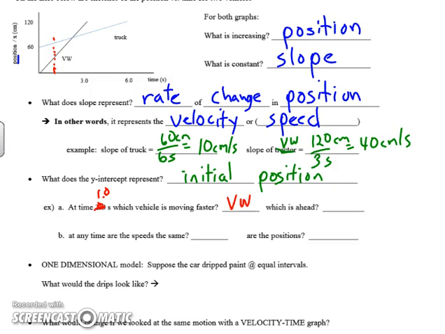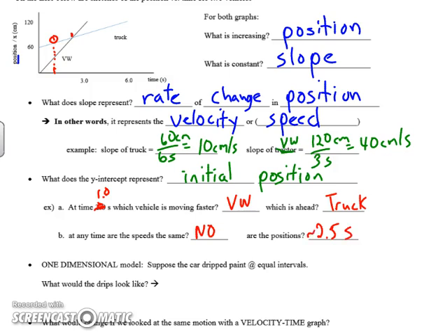Now we can see that on the graph. At time 1, the truck is about 70 or so, and the VW is well behind that, so that's the truck. Okay, at any time are the speeds the same? You might be tempted to look at where they intersect right there. So, are the speeds the same? No. We already know that the speeds are different because the slopes are always different. Are the positions ever the same? Yes, right around 2.5 seconds, approximately.